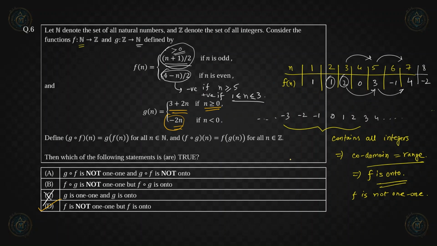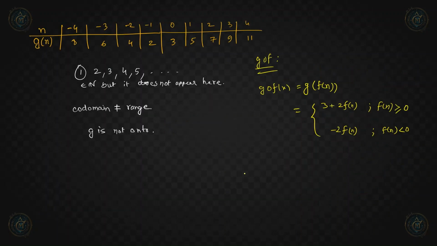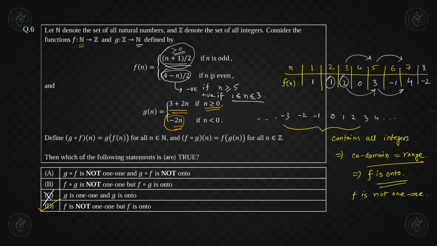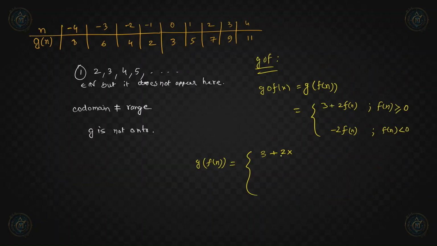So let's solve. So we have this g of f of n equal to, then we are breaking this into two parts, okay. So it will be 3 plus 2 times this definition of f(n), 2 times (n plus 1) divided by 2, if n is odd.